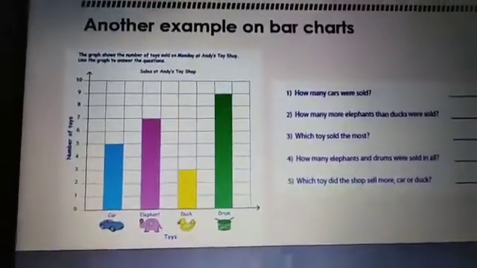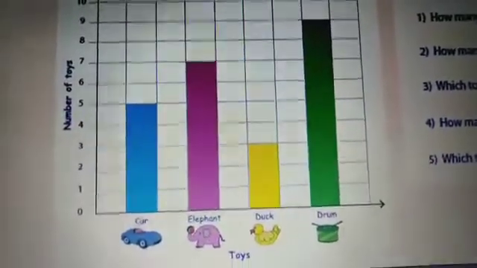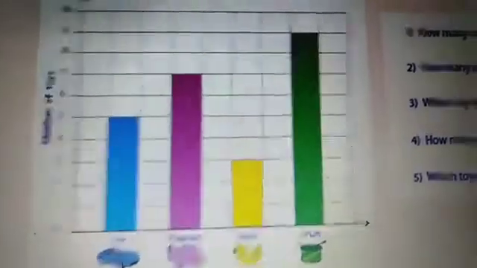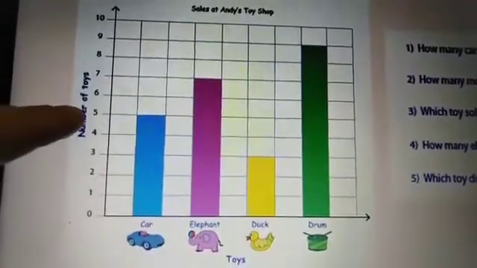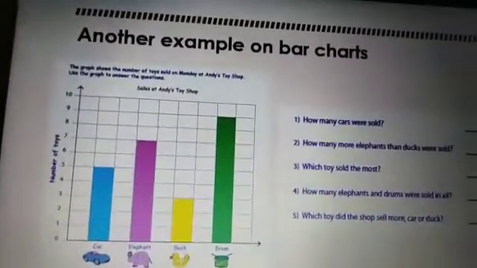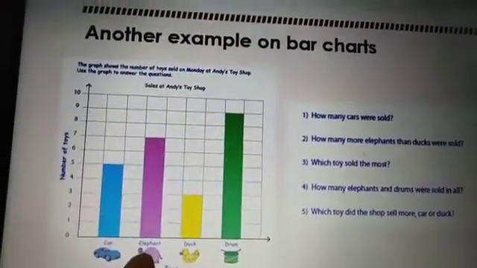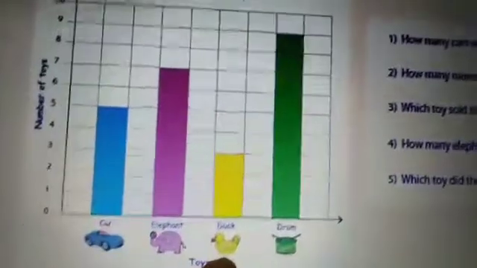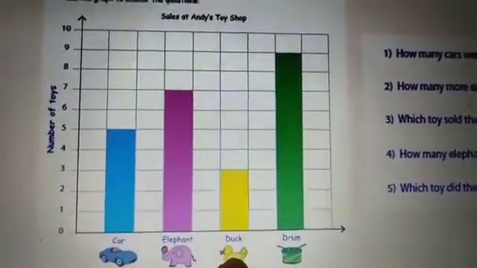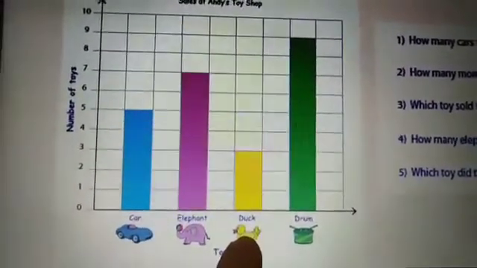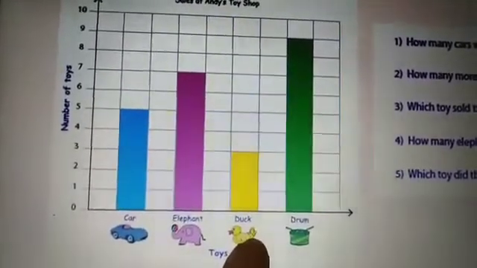Question number 1. How many cars were sold? Go back to the bar chart and notice that the car has the blue bar. So, 5 cars were sold. Question number 2. How many more elephants than ducks were sold? This time we have to compare between elephants and ducks. Notice that 7 elephants were sold while only 3 ducks were sold. So, how many more elephants than ducks is 7 minus 3 equals 4.